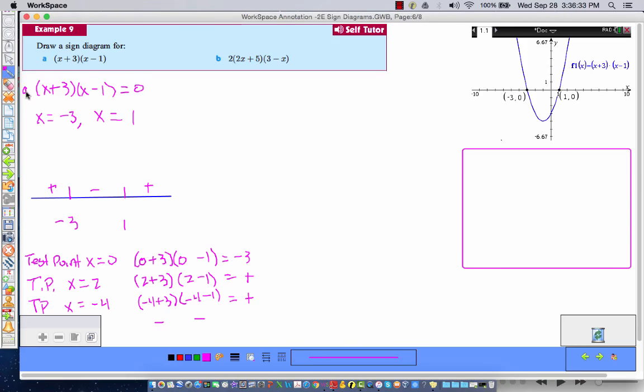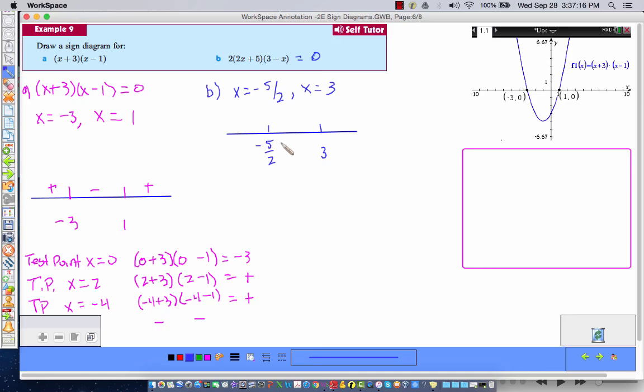Okay, so that was for part A right here. Sorry, part A. Let's do part B. I'll do that in blue so it's a little less confusing. And so I'm going to set this equal to 0. The 2 is not consequential. So if I set 2x plus 5 equal to 0 and solve, then I get x equals -5/2. And for this one, 3 minus x equal to 0, I get x equals 3. So I'm going to make my little sign diagram. My critical points are at 3 and, excuse me, -5/2.